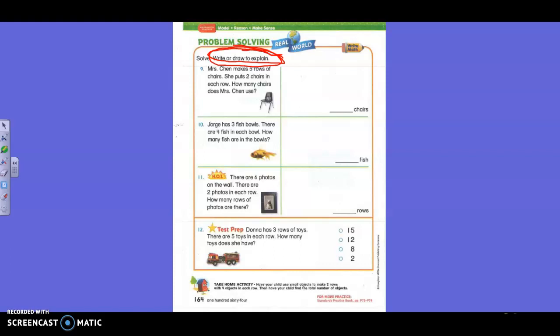Okay, so let's start making photos. It says 2 photos in each row. So on the first row, we're going to draw 2. Second row, we're going to draw 2. How many is that so far? 4. Okay, we need to get to how many? 6. Okay, so we have to draw another row of 2. Right? So how many rows is there? 3. Okay. That wasn't very hard.